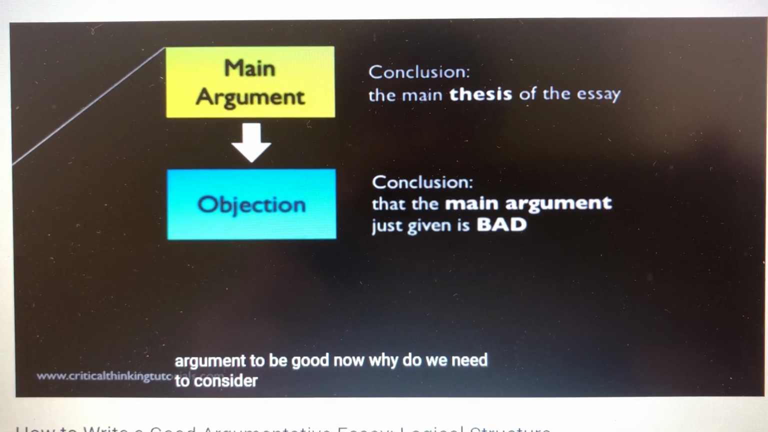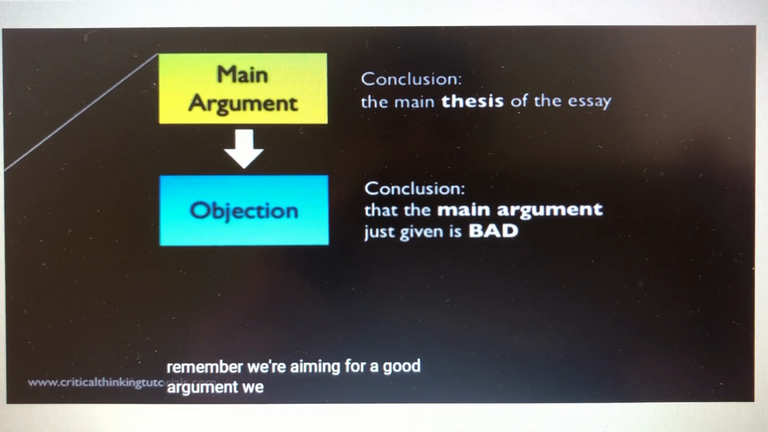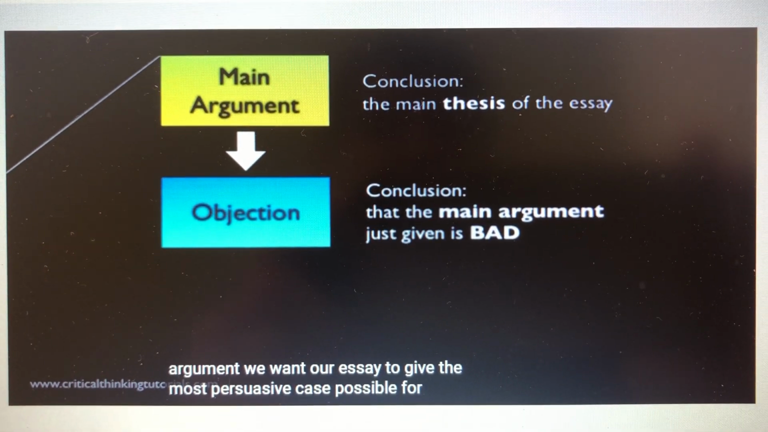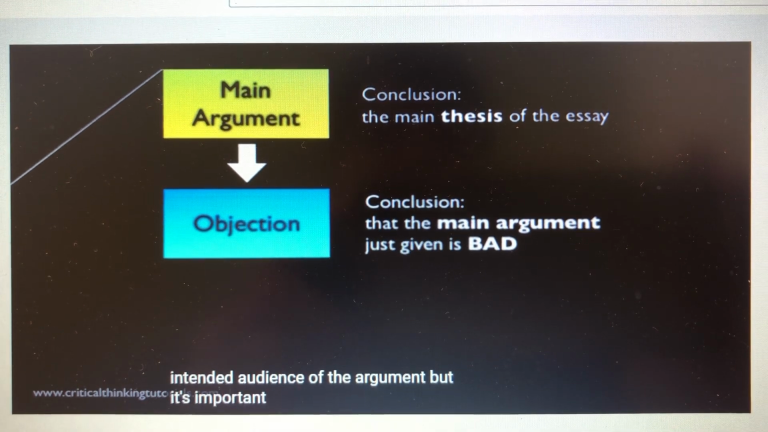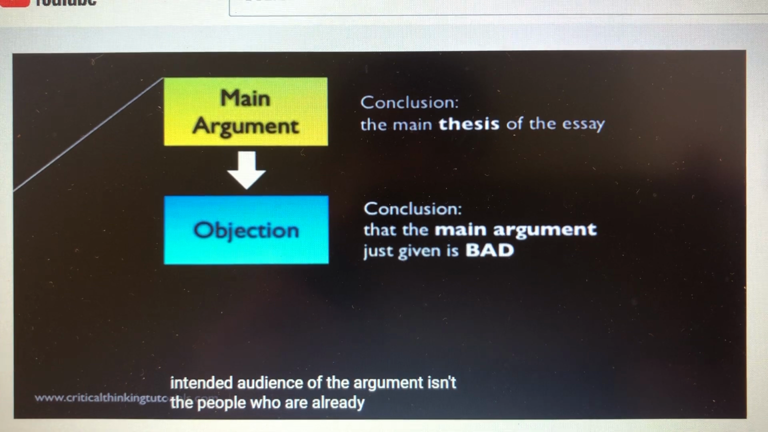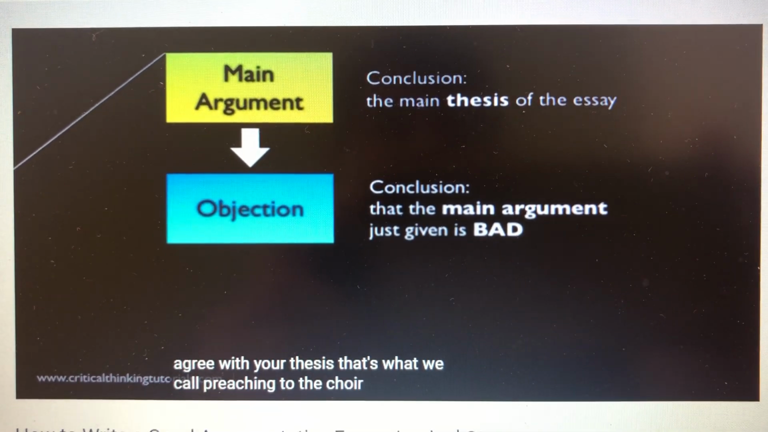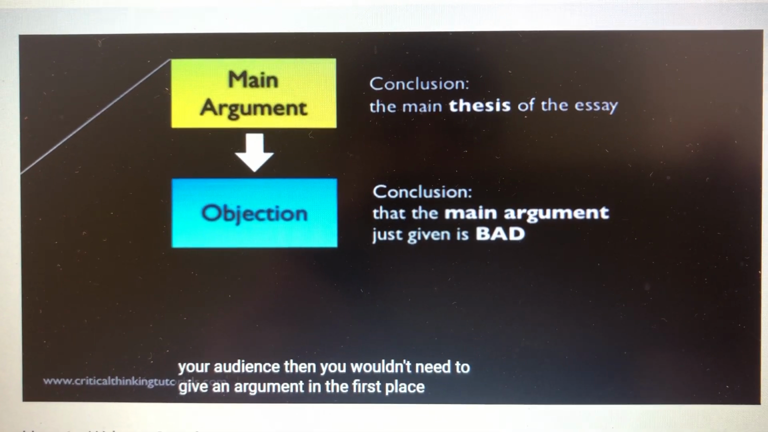Now, why do we need to consider objections? Remember, we're aiming for a good argument. We want our essay to give the most persuasive case possible for the intended audience of the argument. But it's important to remember that the intended audience of the argument isn't the people who are already inclined to agree with your thesis. That's what we call preaching to the choir. If this was your audience, then you wouldn't need to give an argument in the first place, since they're already convinced of the conclusion.